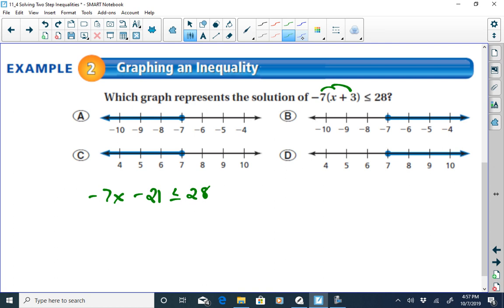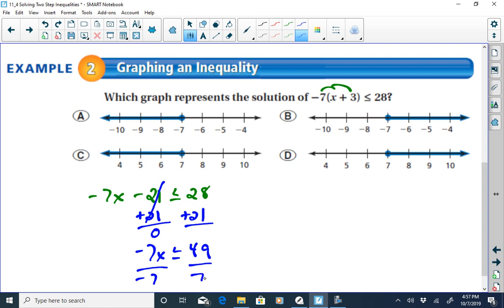Next step, get the variable by itself. We're going to add 21 to both sides of the inequality. That's 0. Negative 7 times x, less than or equal to, what's that, 28 plus 21? That's 49. Next step, divide both sides by negative 7.